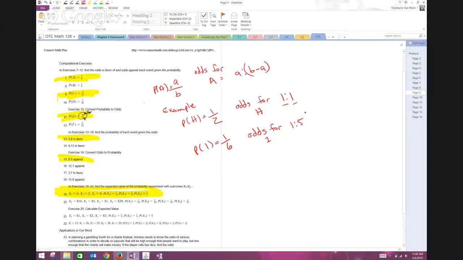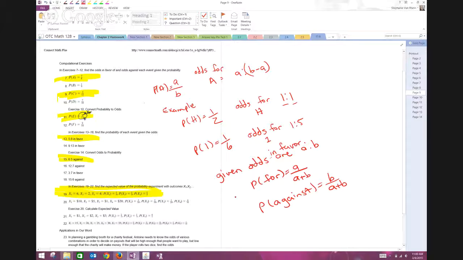And then of course you can go from odds to probability. If you're given the odds are A to B, then the probability for it is A over A plus B, and the probability against is going to be B over A plus B. If the odds in favor are A to B, then the probability for it happening is A over A plus B, and the probability of it not happening, or the probability against it, is B over A plus B. So that's just a quick recap of 11.6.